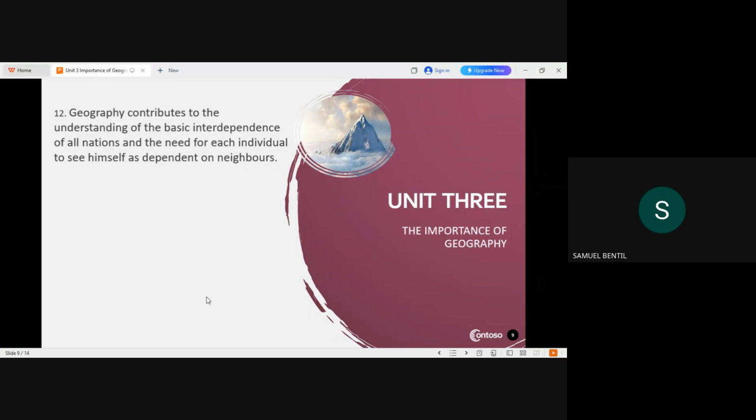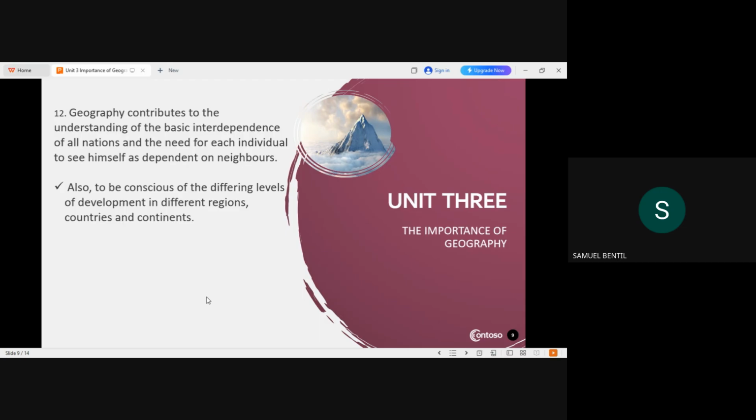The 12th point, you can say that geography contributes to the understanding of the basic interdependence of all nations and the need for each individual to see himself as dependent on neighbors. Yes, you see, there's no country that's an island on its own. Even the developed world depends on developing countries for their raw materials to produce their nuclear weapons and those things. The same way, the developing world also depends on the developed world for other materials they need. So in this world, we all depend on each other. So through geography, it helps you to understand that there's no island on our own.